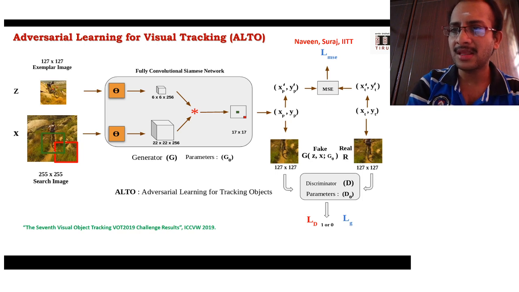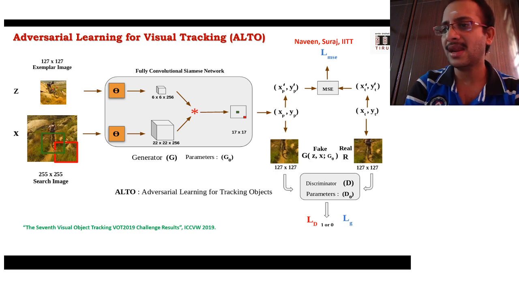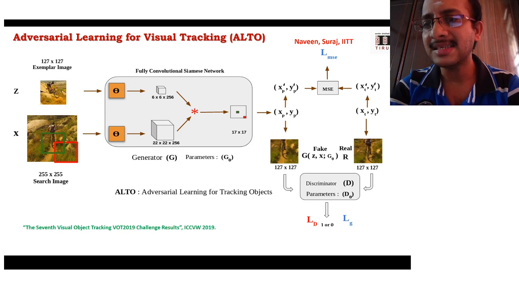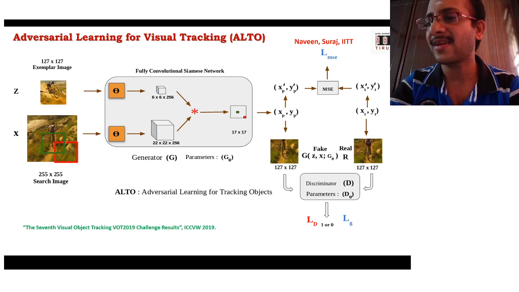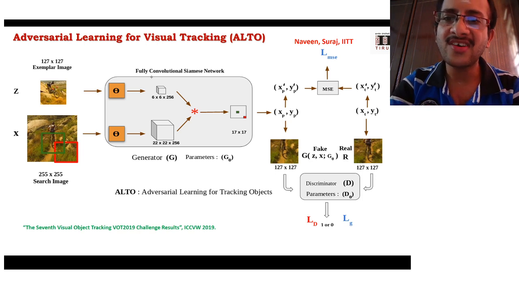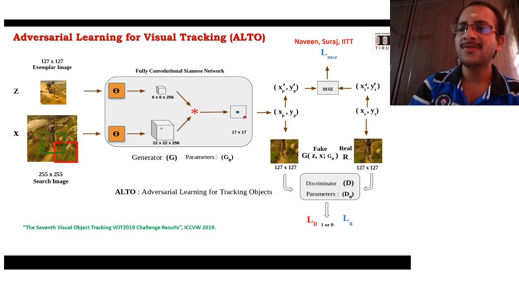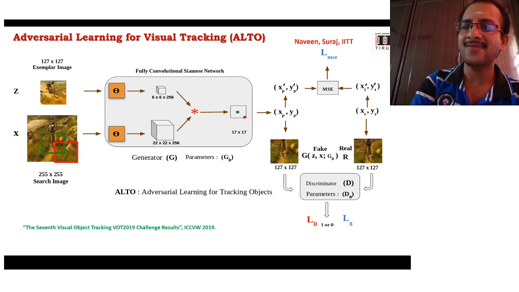What the students are doing here is, we have a target image and a search region, and we want to find out where this object is in the search region, for example in a given frame. Now the features of the target are extracted and the features of the search region are also extracted. Since the search region is bigger in size, we have 22 cross 22 features here, while the target has 6 cross 6.